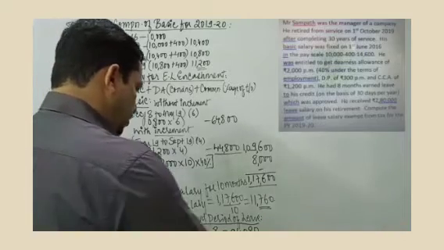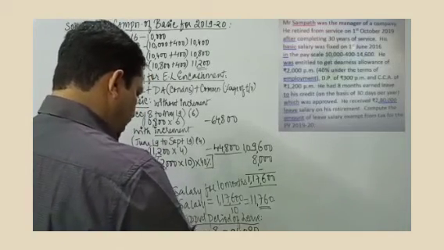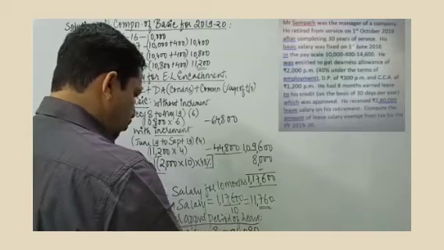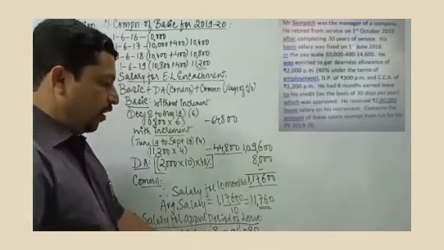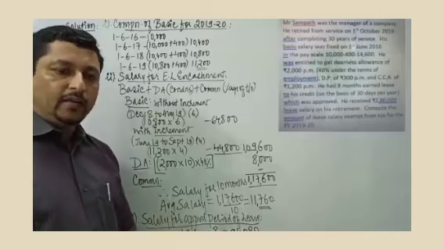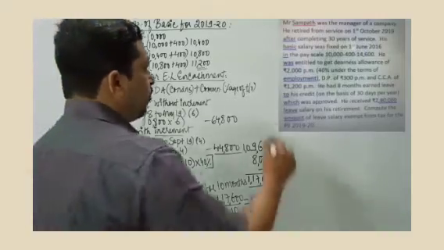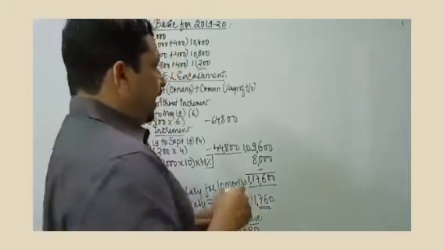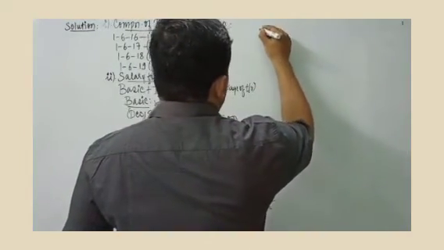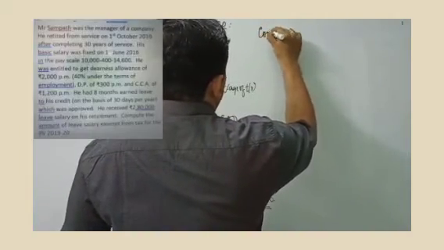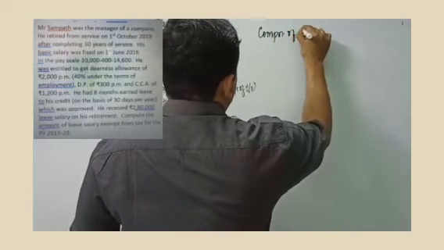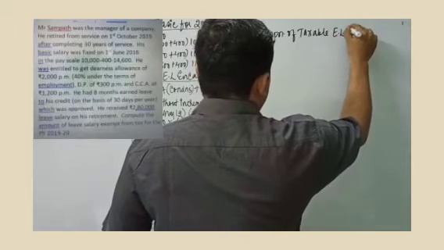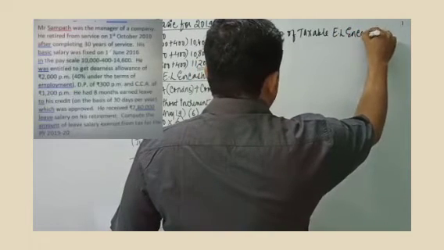Once again we'll calculate 11,760 into 8. 8 times 0 is 0, 8 times 6 is 48, 4; 8 times 7 is 56, plus 4 is 60, 0, 6; 8 times 1 is 8, plus 6 is 14, 1; 8 times 1 is 8, plus 1 is 9. So 94,080. We have the numbers ready right now. Now we can prepare the format of taxable earned leave encashment. I record over here the computation of taxable earned leave encashment, as EL encashment.